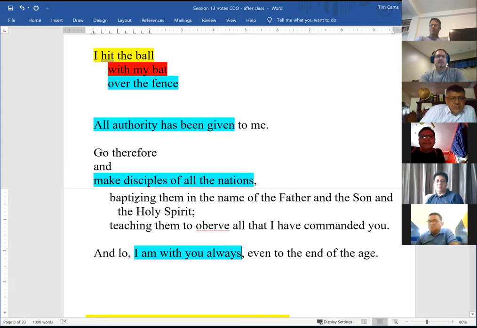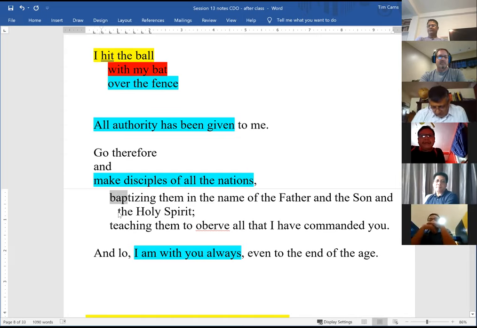Because baptizing is not a main verb, and teaching is not a main verb. And all the others are phrases. So I see here I've got three specific points Jesus is making. And then under the second point, make disciples, there are two ways he says to make disciples. One is baptizing, which is essentially evangelism, bringing them the gospel, which leads to them making a commitment and being baptized. And the second is teaching them. That's how I make disciples: by baptizing, evangelism, and by teaching, by giving them instruction and edification.